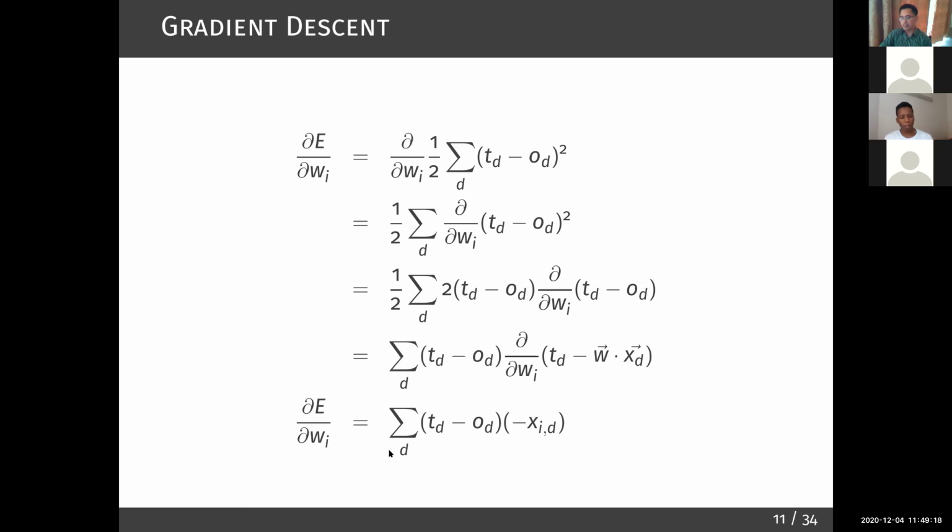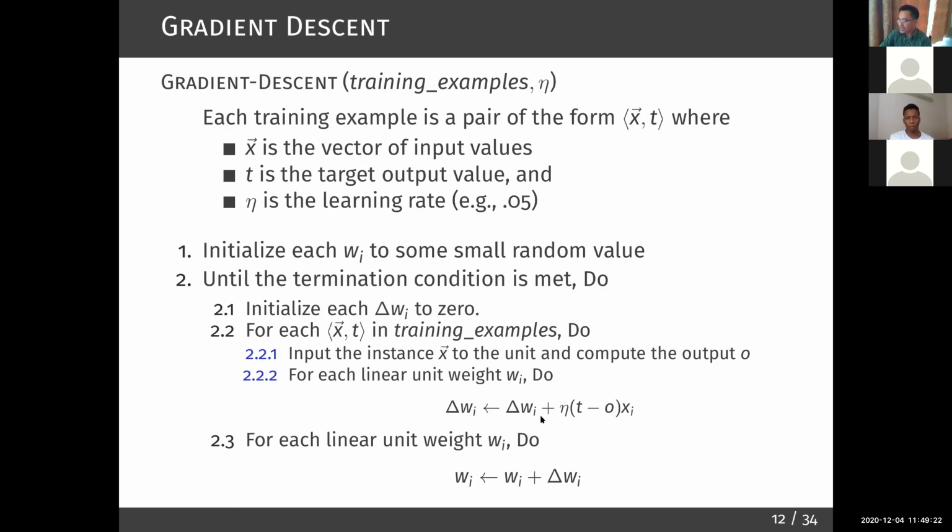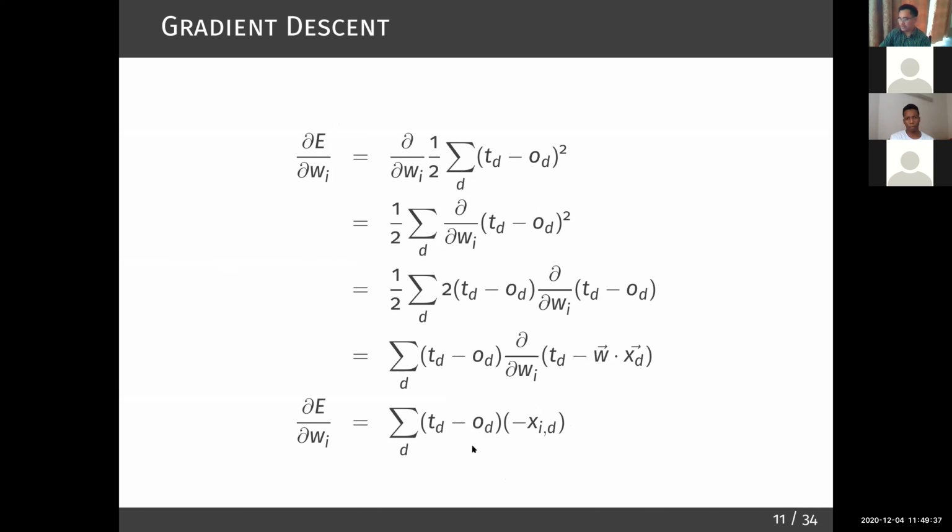So now we are remaining with this one. So we can use this to correct our W. Now if you look at delta W, this is the change in terms of the previous W. Delta W will now be based on this one: TD minus OD, the target of the data set minus the computed output of the data, multiplied by the negative of XI of the data set.